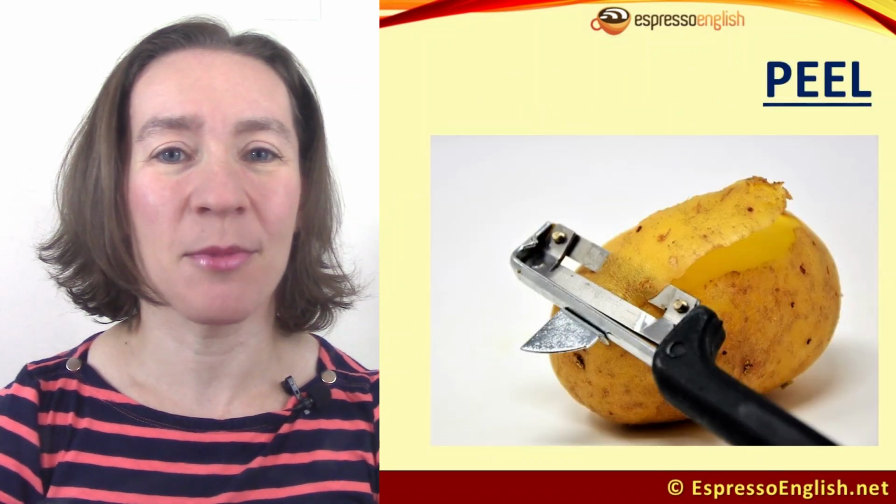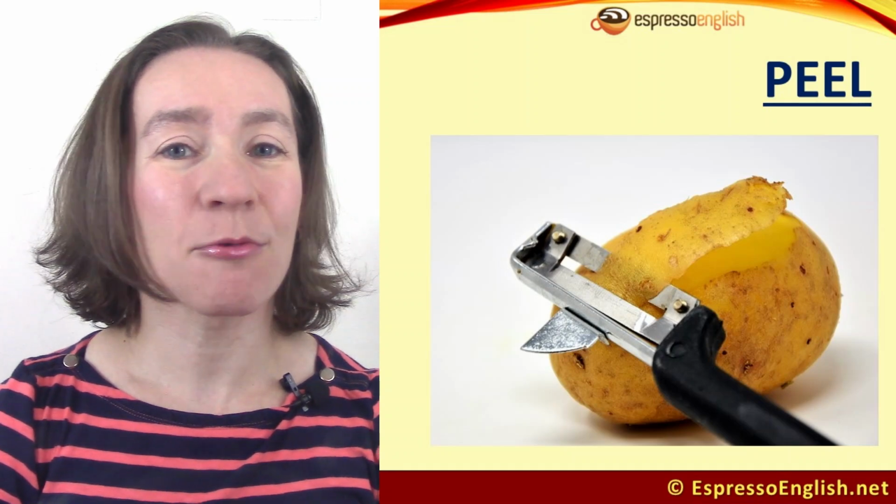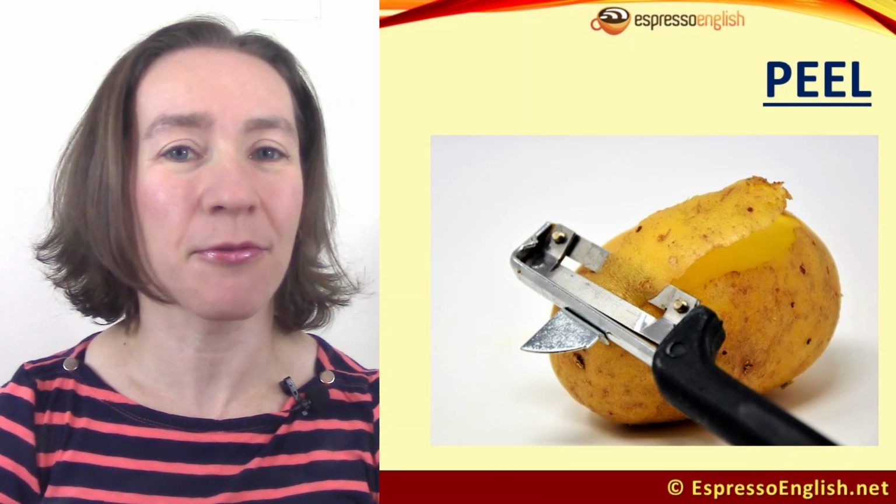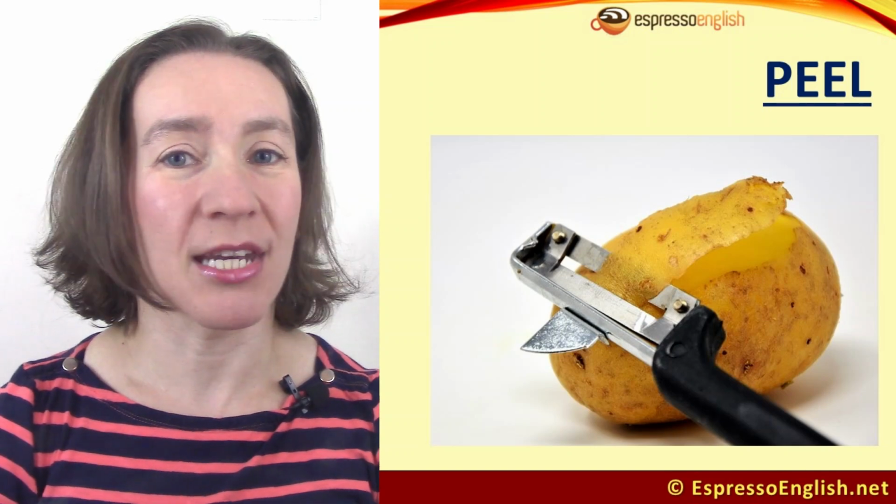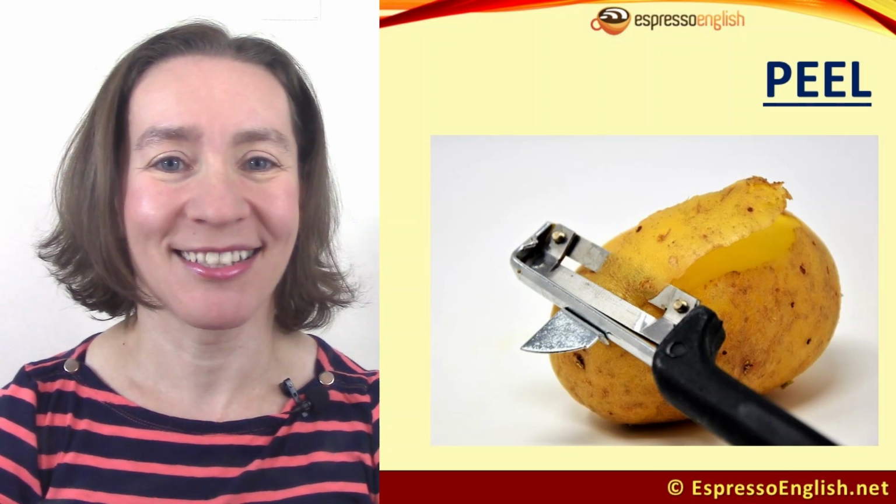Our first cooking verb is peel. This means to remove the skin or the outer surface of a fruit or vegetable. You can do it with a knife or with a tool called a peeler.